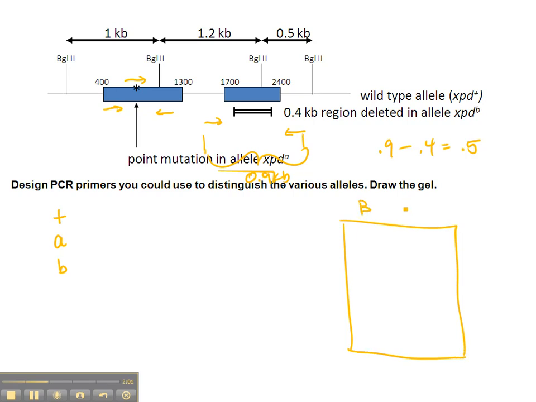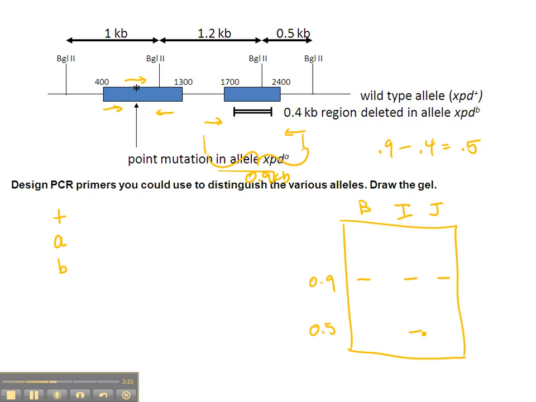So let's look at a gel for our three individuals then. We have Bob, homozygous wild type, Irene, heterozygous for the deletion, and Jim, homozygous for the point mutation. So in Bob, we're going to have that 0.9 kb fragment. Actually, that will be present in all three. And then in Irene only, we'll have a 0.5 kb fragment corresponding to the deletion.